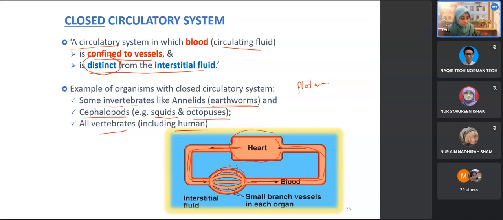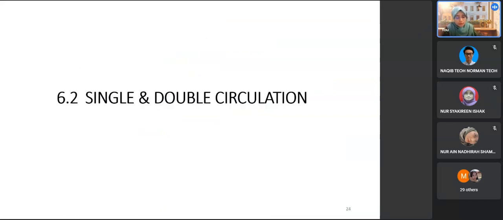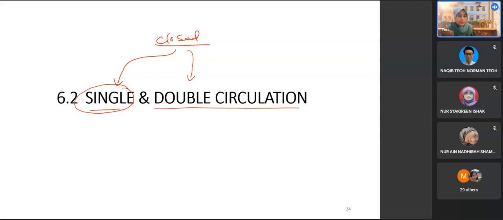For the closed circulatory system, it has two types, which are single circulation and double circulation. Single circulation is where the heart pumps the blood once throughout the body. But for double circulation, the heart will pump the blood twice.